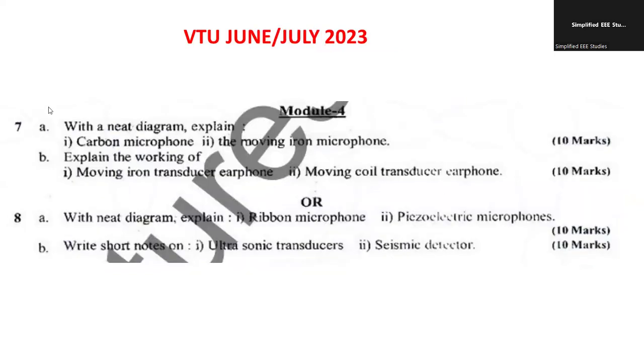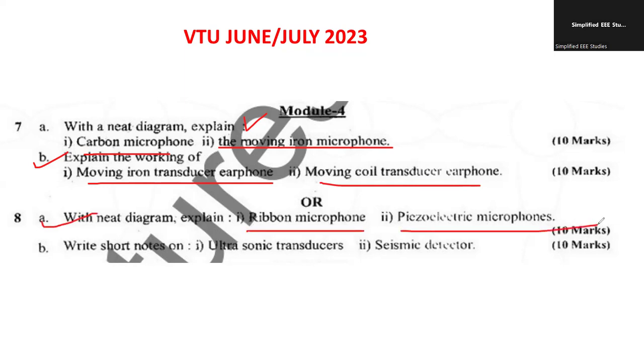VTU June, July 2023. Or not only VTU, it can be applied for any university. With a neat diagram, explain the carbon microphone and moving coil microphone. Then explain the working of moving coil transducers, carbon. With a neat diagram, explain the ribbon microphone and piezoelectric microphone. You are supposed to explain the schematic diagram with a brief explanation. Write a short note on ultrasonic transducers and seismic detectors. Vibration, to detect the vibration, you might have seismic meters. There are many types of devices available. In terms of decibels, you can measure. So these are the important questions which appeared in June, July 2023.